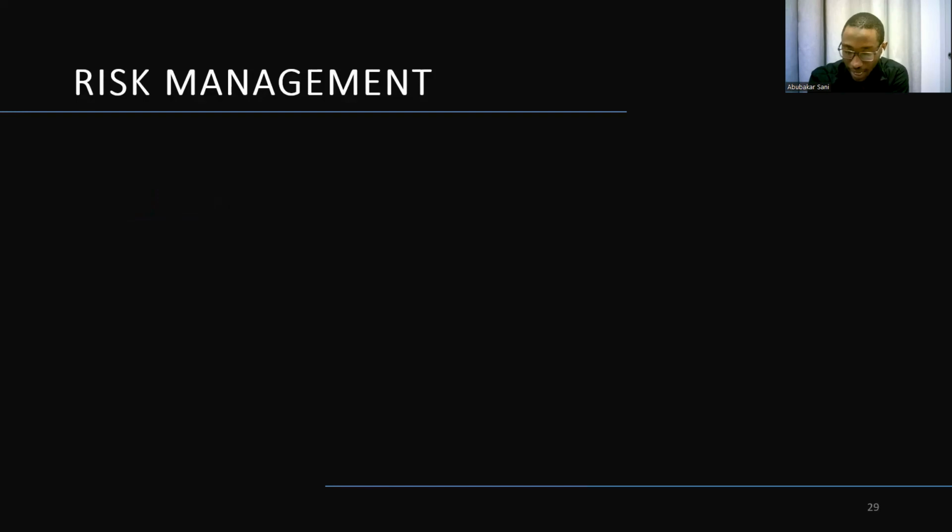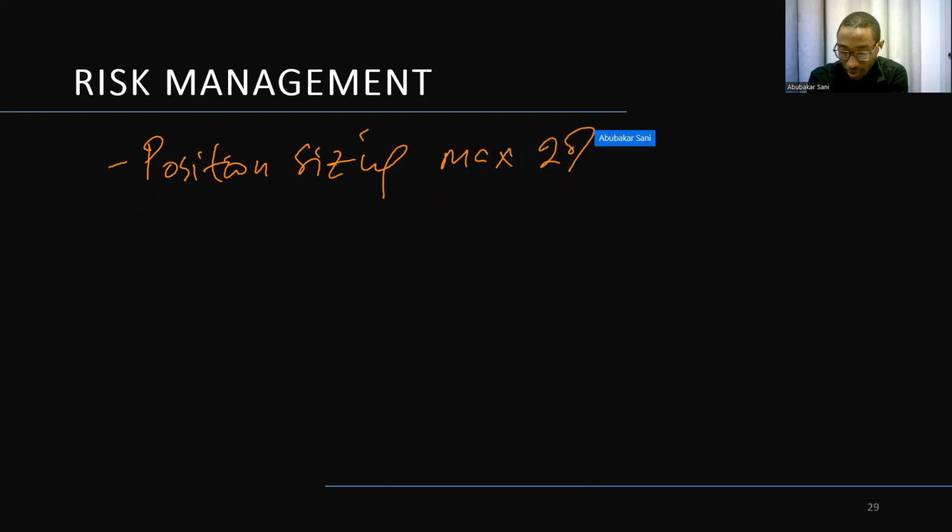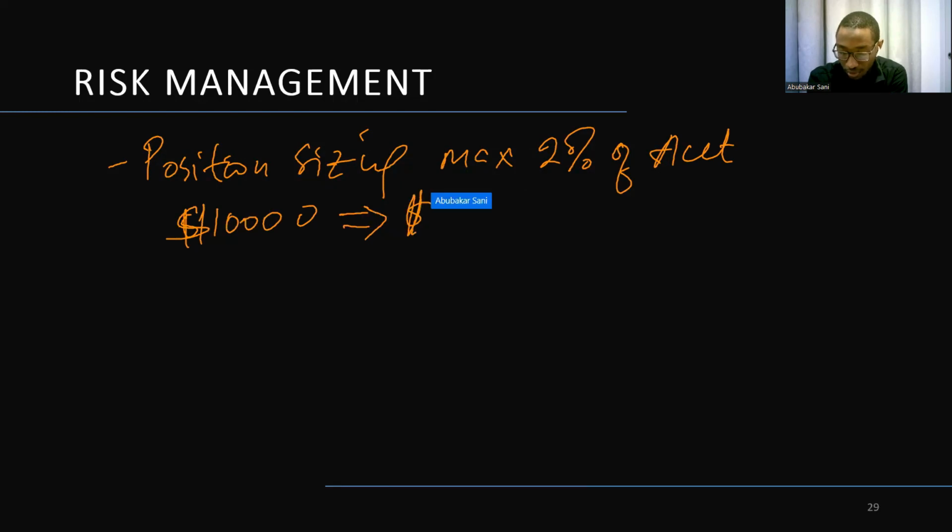Risk management. How do I intend to manage my risk? First of all, my position sizing, I'm going to limit it to a maximum of 2% of my account balance. Okay. So if I have, what? $10,000, the maximum I'm willing to lose is what? $200.